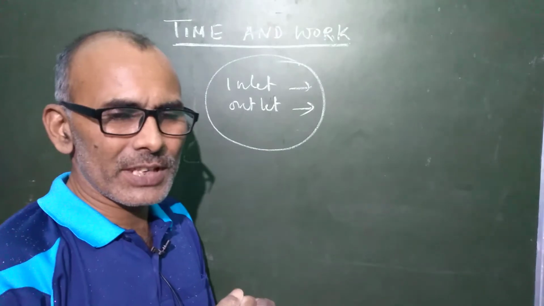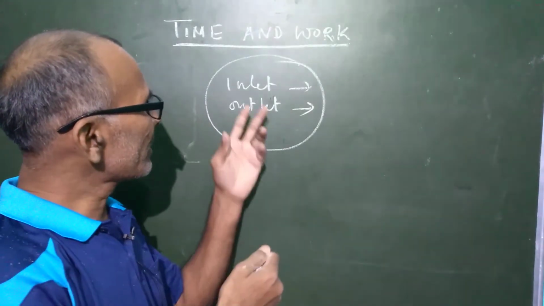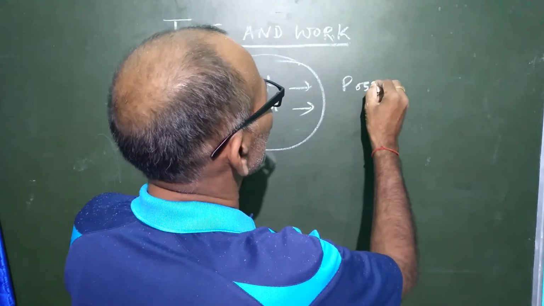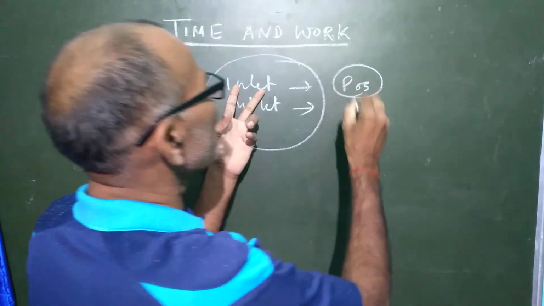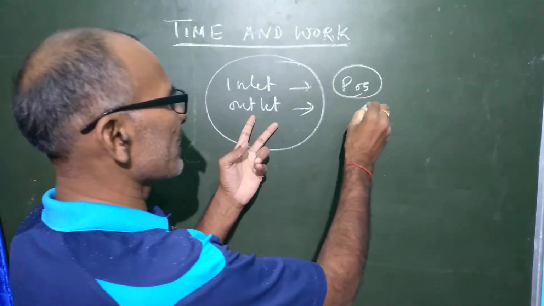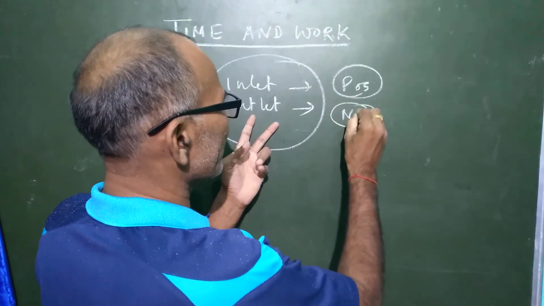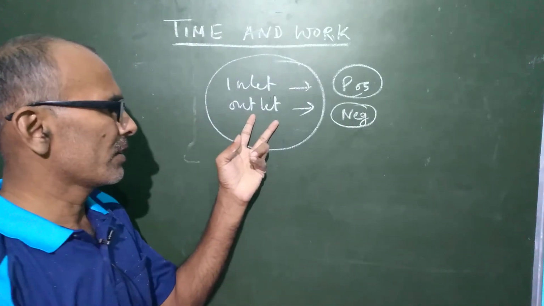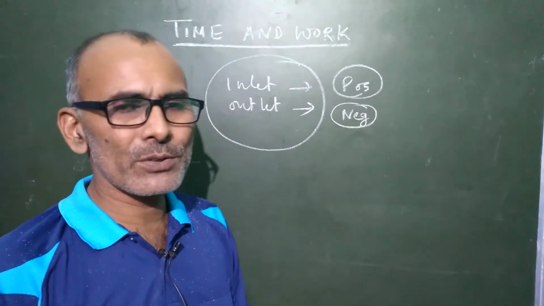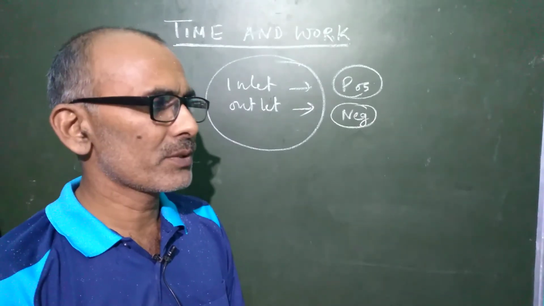Now what I want to explain, see students, the work done by an inlet pipe is always positive, whereas the work done by an outlet pipe is always negative. So you must keep this in your mind. In the next video I will try to do the sums related to pipes.